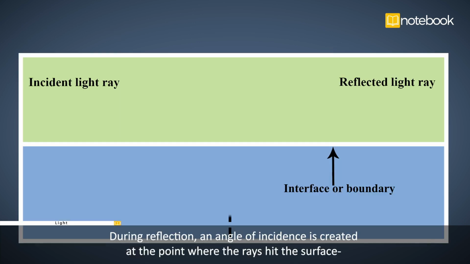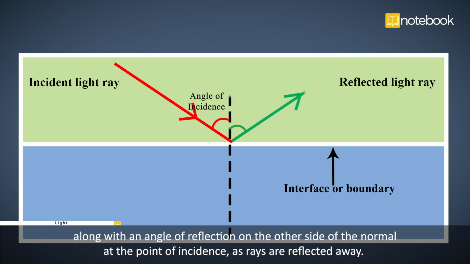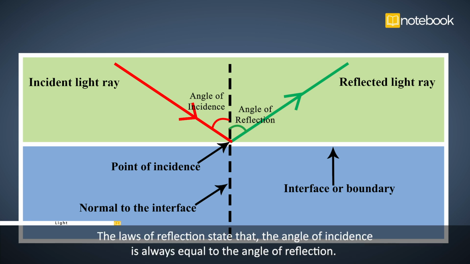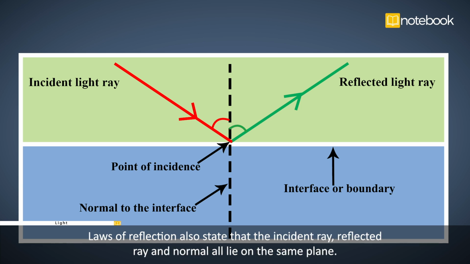During reflection, an angle of incidence is created at the point where the rays hit the surface, along with an angle of reflection on the other side of the normal at the point of incidence, as rays are reflected away. The laws of reflection state that the angle of incidence is always equal to the angle of reflection. Laws of reflection also state that the incident ray, reflected ray, and the normal all lie on the same plane.